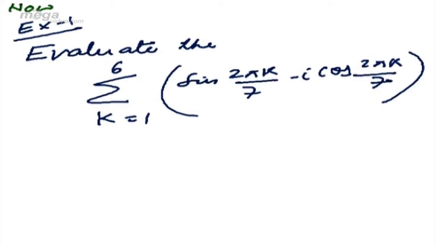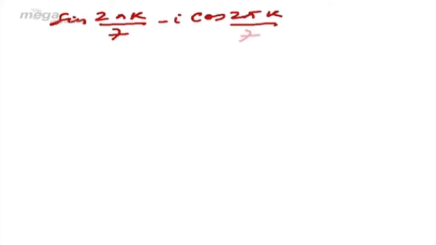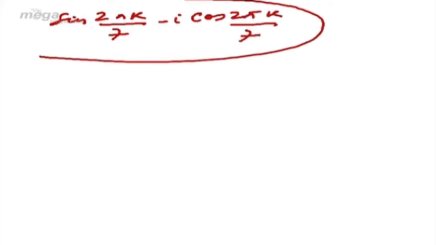Now let us do some problem based on this concept. That is, evaluate the summation k is equal to 1 to 6 of sine 2 pi k by 7 minus I cos 2 pi k by 7. The complex number which is given is not in a standard form, because standard form is cos theta plus I sin theta.